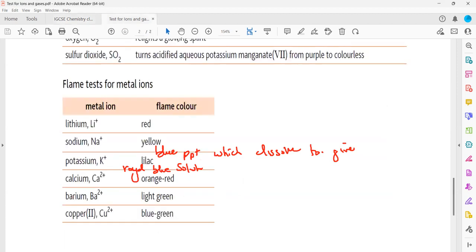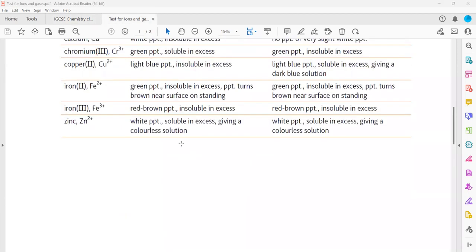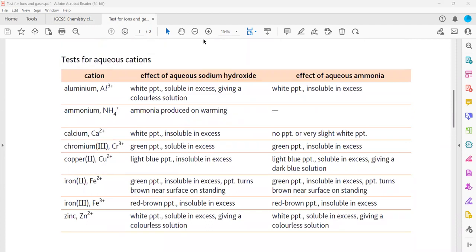So as you can see here, whenever aqueous ammonia is added with a copper ion, it will be a light blue PPT soluble in excess. This will give an inky blue or a dark blue or a royal blue solution. So that you have to write.